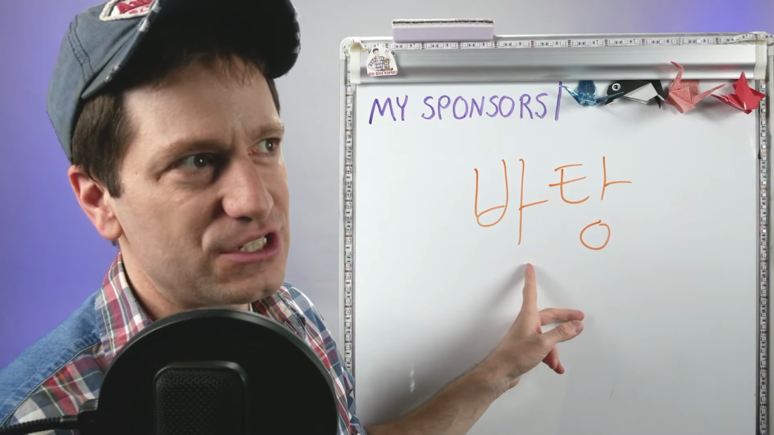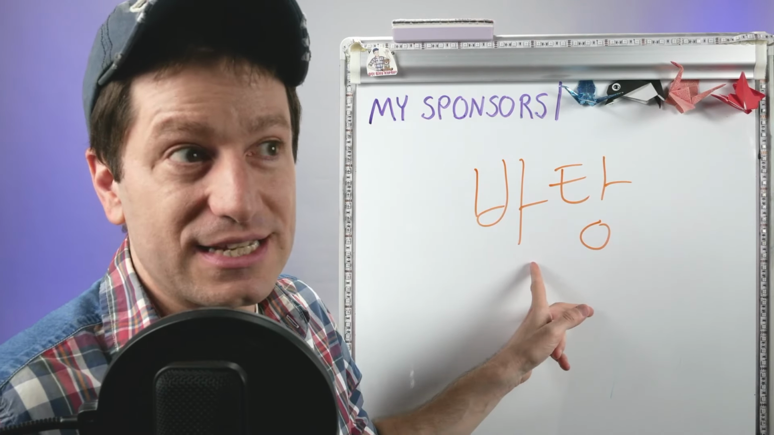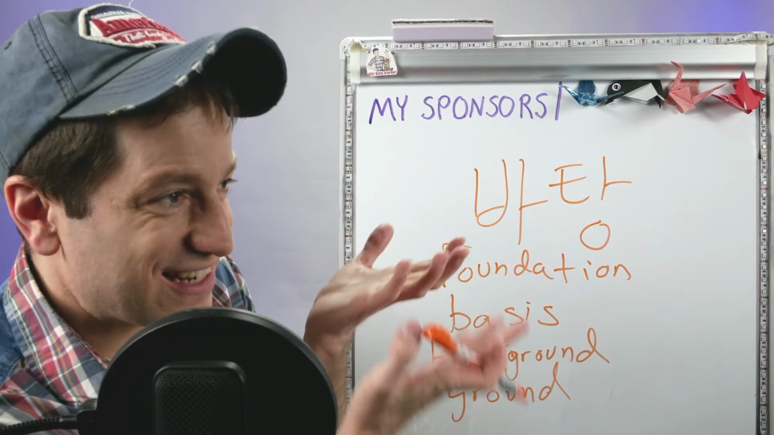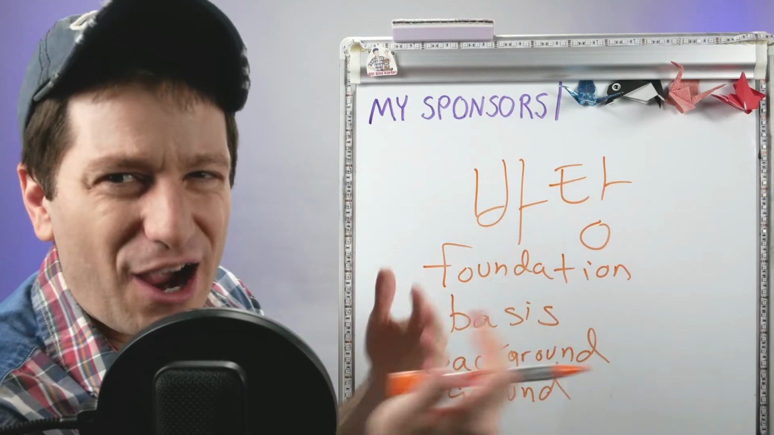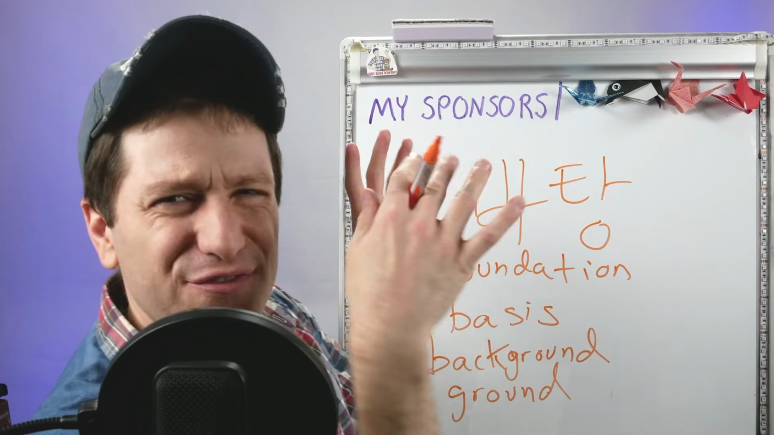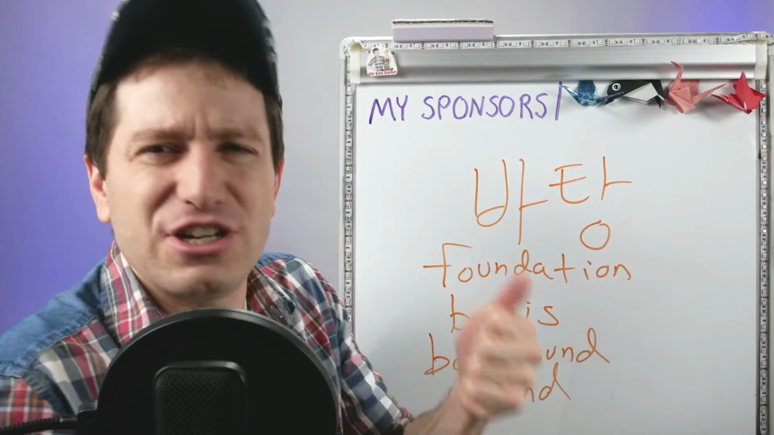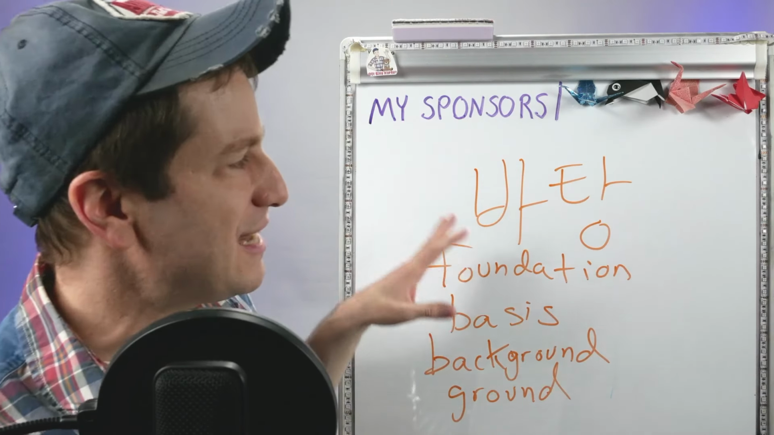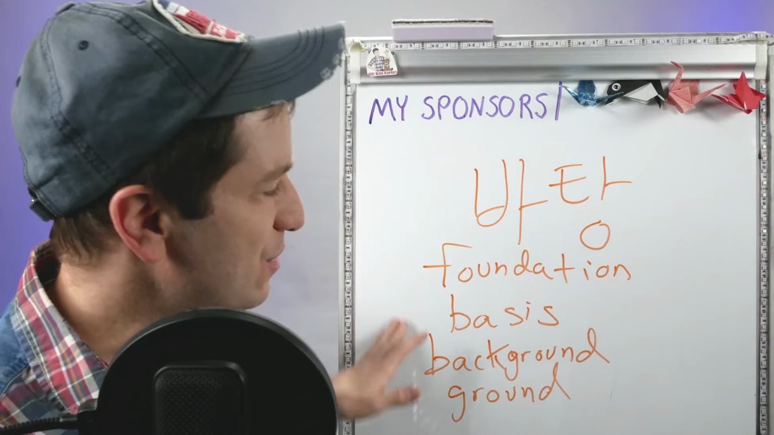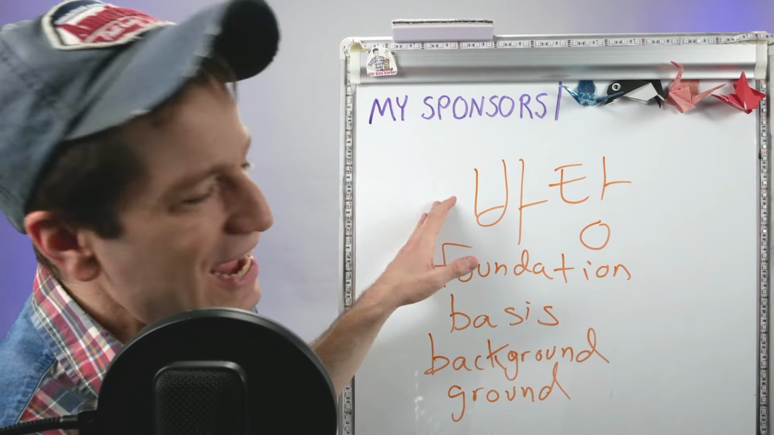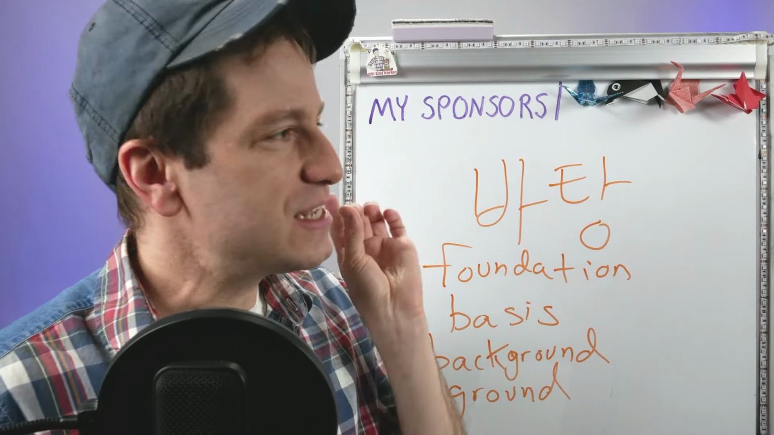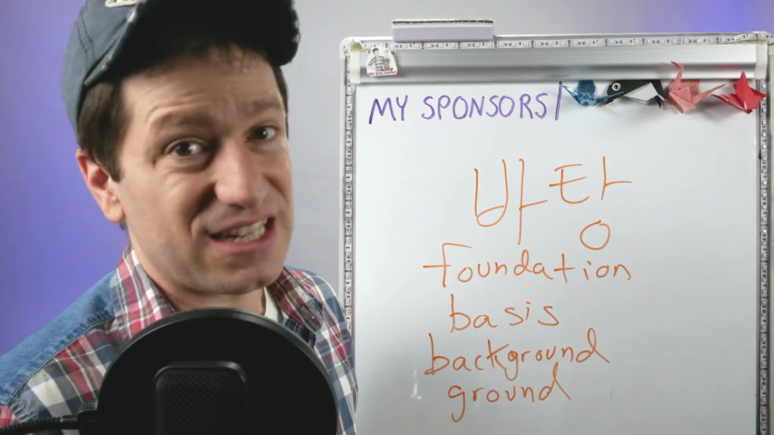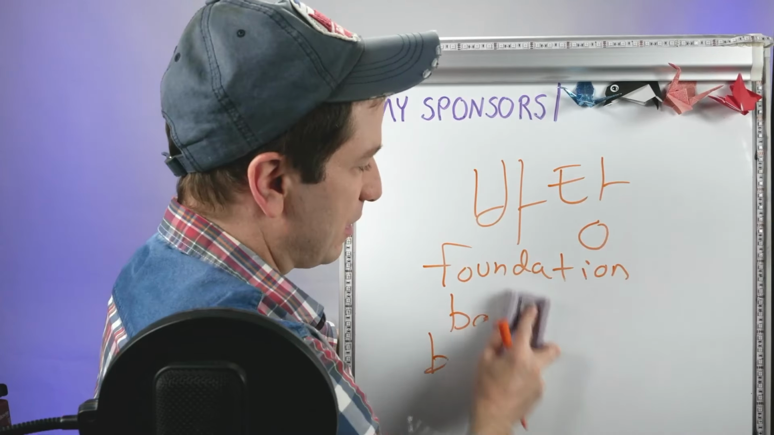Now, Patang is just a regular word. It's a noun that means foundation or basis, or like the background or the ground for something, right? Just something's foundation, what it's founded on. That sort of vague meaning. So this is an abstract noun that has all of these meanings. And the way that this form works is we're going to be taking this word to say something's based on something. So let me show you how it works.